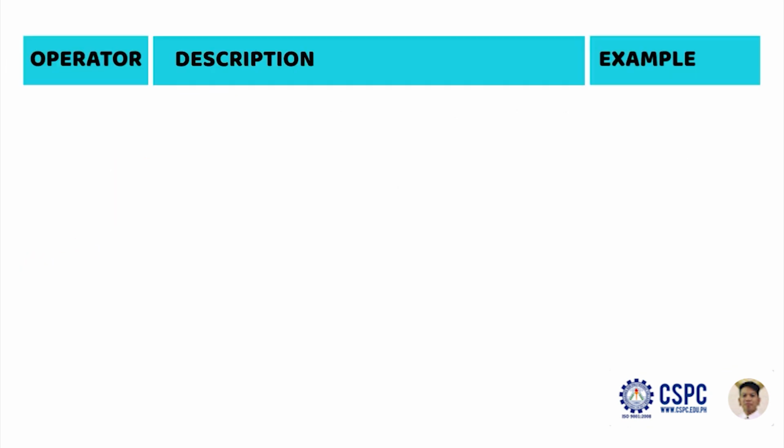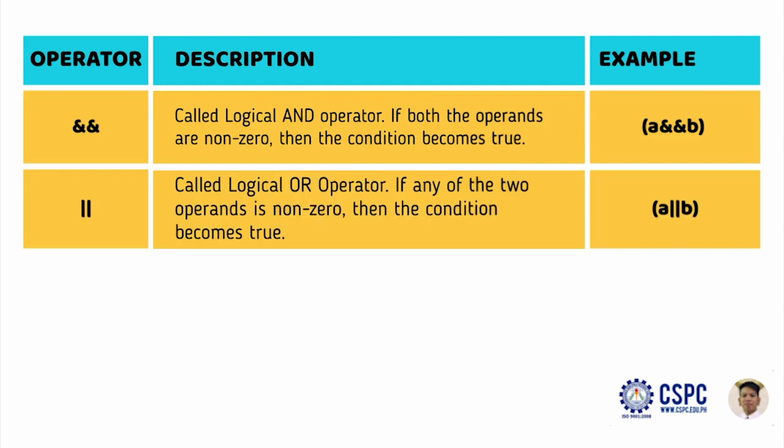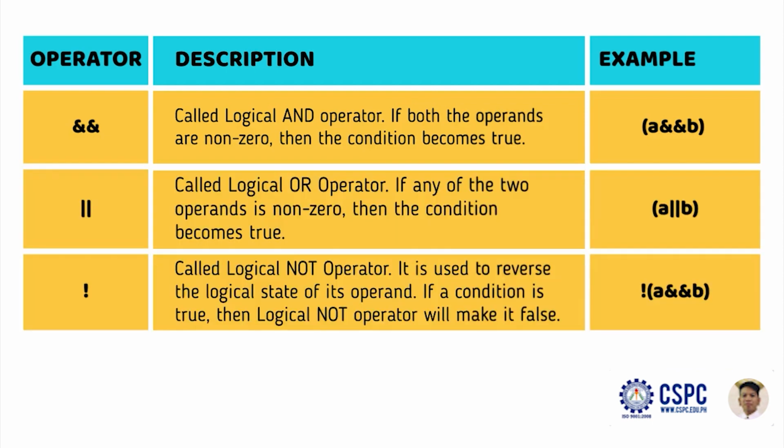C has three logical operators. Represented by two ampersands, this is called the logical AND operator. If both the operands are non-zero, then the condition becomes true. Next, represented by two vertical bars, called the logical OR operator. If any of the two operands is non-zero, then the condition becomes true.